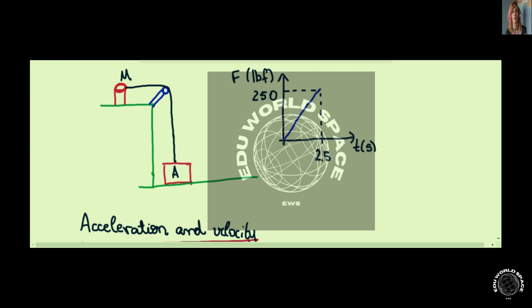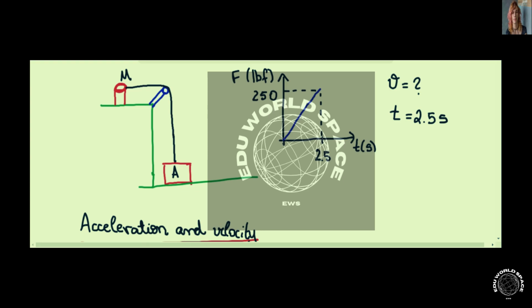In this exercise, we have a motor M that's connected to block A by a rope, and the force that the motor exerts on the rope is given by this graph. The force is given in pound force as a function of time, given in seconds. With this information, our goal is to find the speed v of block A after a time t equals 2.5 seconds has passed. In order to do that, first we need to find an expression for the force that the motor exerts on the rope as a function of time.